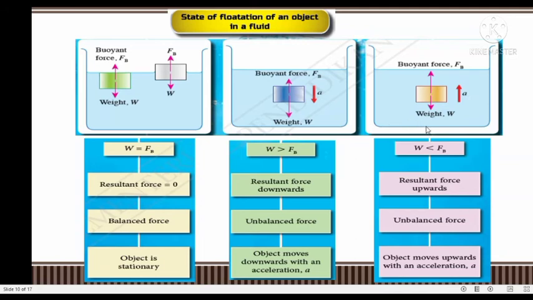Okay, let's look at this one. The object accelerates up. So in this case, there is a resultant force upwards. Forces are unbalanced. The object moves upwards with an acceleration. It will accelerate up, and finally it will stop when the forces balance again. Okay, so this is the state of flotation, which depends on the situation of the object, either the forces acting on the object are balanced or not.